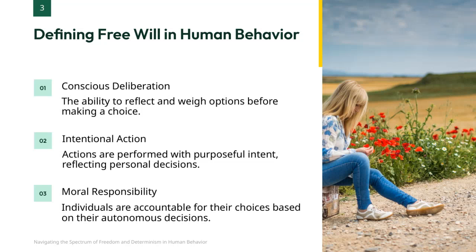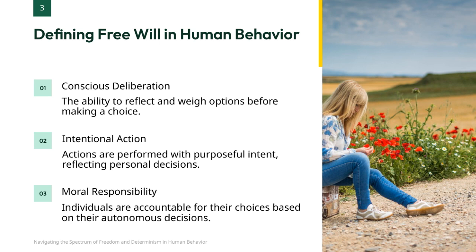Here, we're defining free will in human behavior by breaking it down into three key components. First, conscious deliberation refers to our ability to reflect and carefully weigh different options before making a decision. This shows how free will involves thoughtful consideration rather than impulsive reaction. Next, intentional action highlights that the choices we make are purposeful and stem from our own decisions, not random or accidental. Finally, moral responsibility emphasizes that individuals are accountable for their choices, precisely because those choices are autonomous. Together, these elements help us understand how free will shapes human behavior.